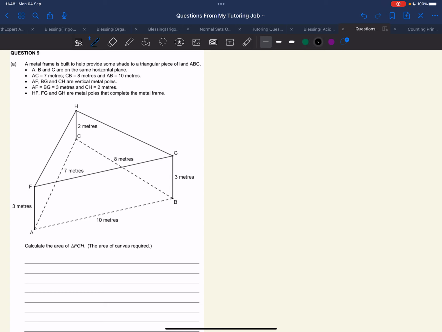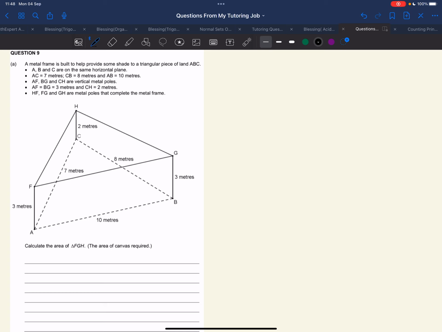they are telling us that HF, FG, and GH are the metal poles that complete the metal frame. Where are the metal poles? All right, because AF, BG, and CH are vertical metal poles.